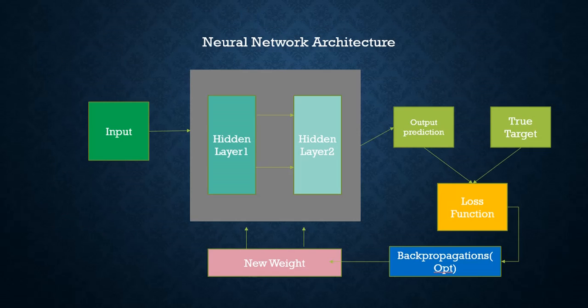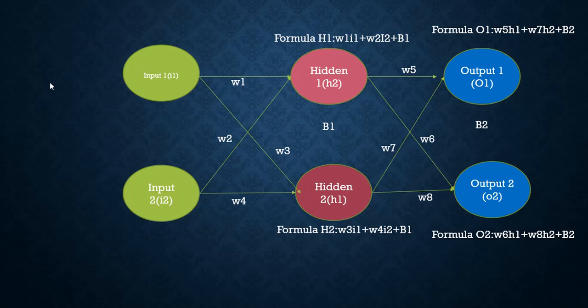And the next one is back propagation and the new weight. Until now, I hope you have a clear idea of how the neural architecture works. We have the input, we have the hidden layer, and we could see what is happening in the loss function, what is happening in the black box, and how the weight is calculated. I hope I have explained everything.